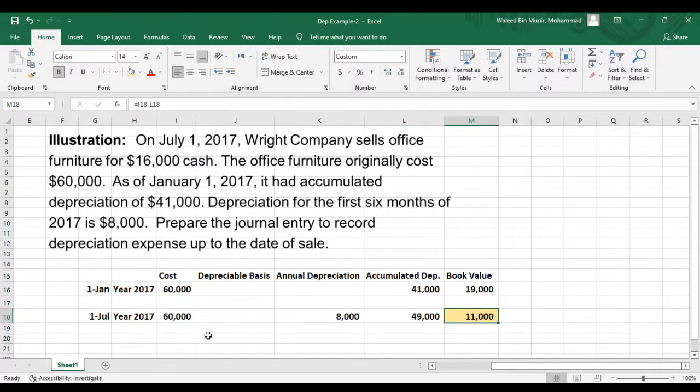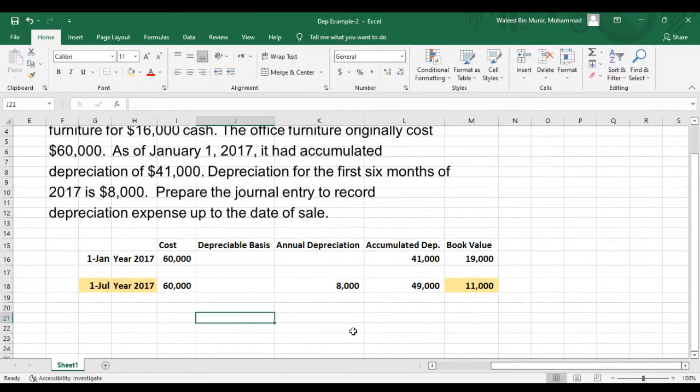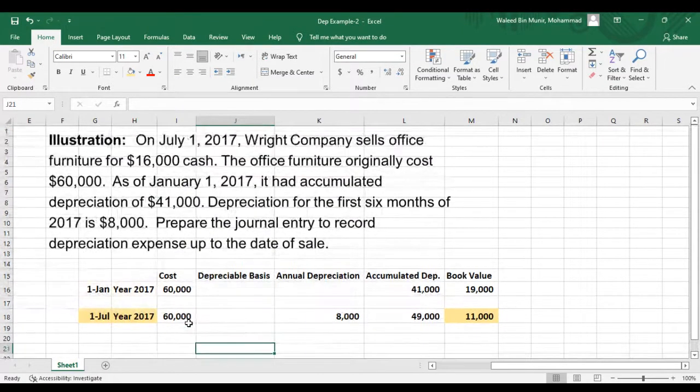Remember the date, very important. This is on this date. Is it clear? Now the question says, I'll move back to the question. Note, cost minus accumulated depreciation, not depreciation expense. It is very important when you use the words cost minus accumulated depreciation.